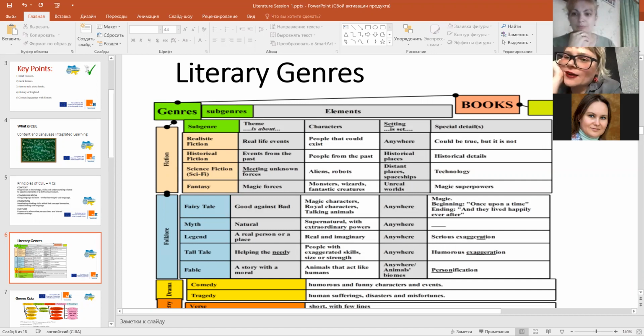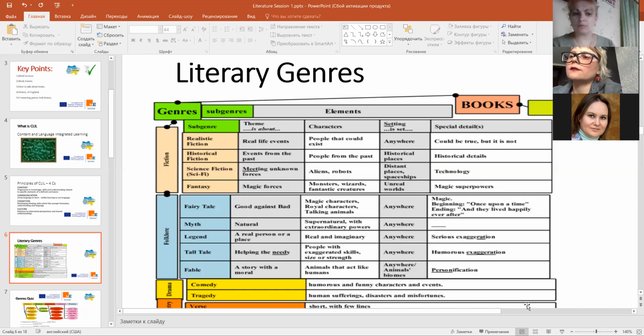Right, thanks. So realistic fiction is usually about real life events. The characters are normally people that could exist. The action can be set anywhere. And as to some special details, it could be true, but actually it's not. Very good, perfect. And we can add here that realistic fiction is a subgenre of fiction. Yeah, so, okay. Now let's look at this table.